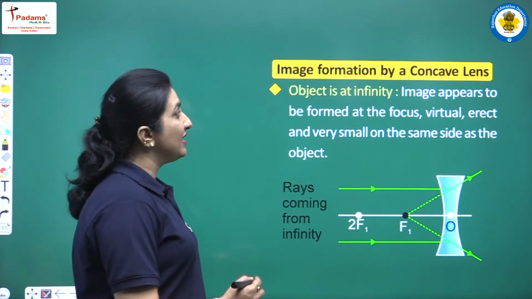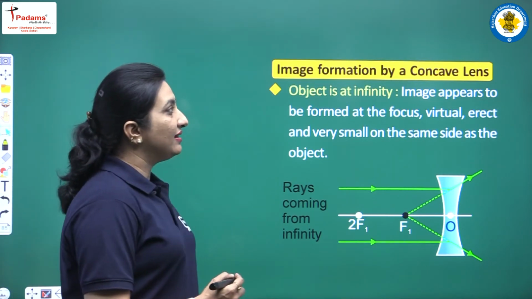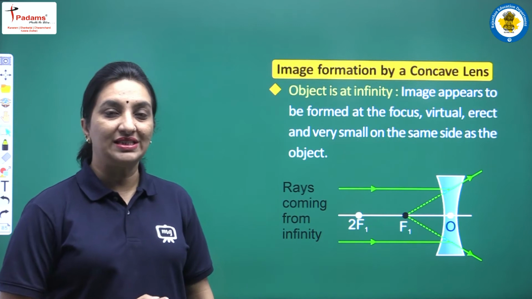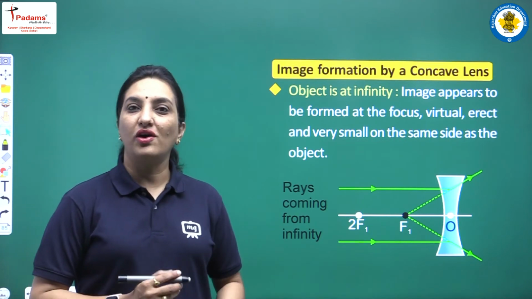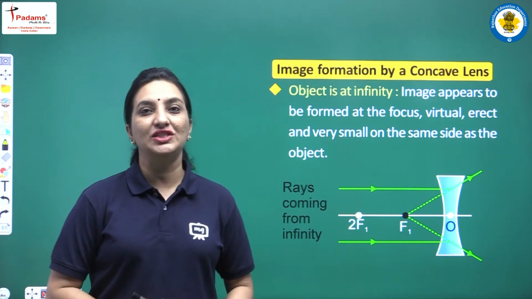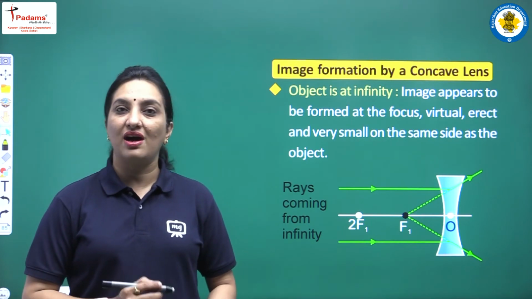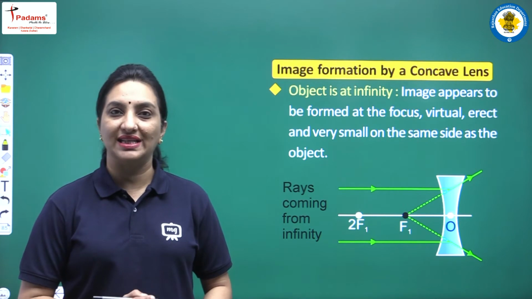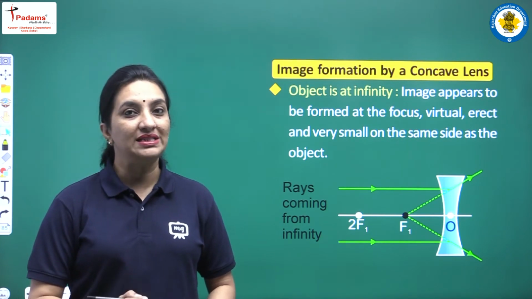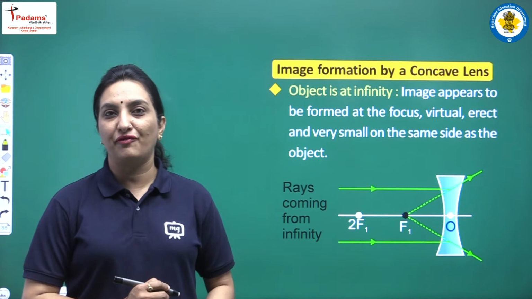So here students, when we need to understand the image formed by a concave lens, we must recall that for image formation we need at least two rays of light, and these rays of light after refraction through the concave lens, when they will meet, there the image will be formed.